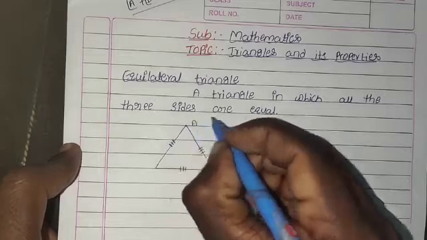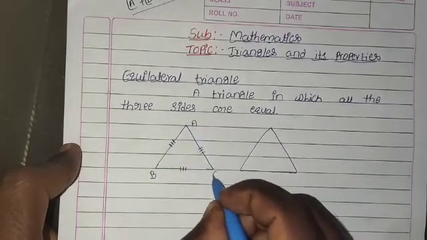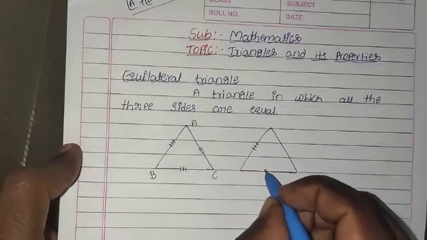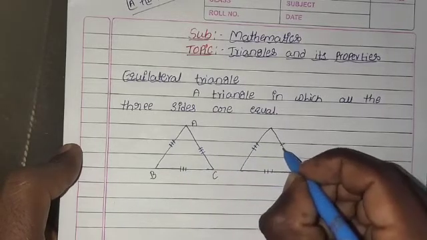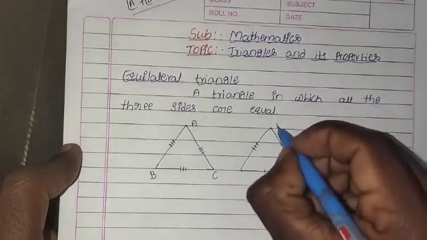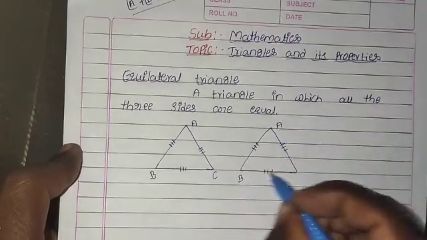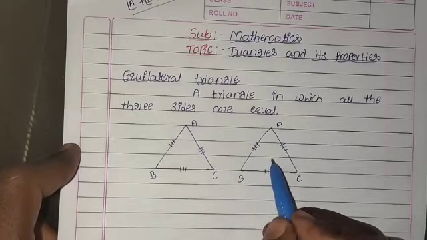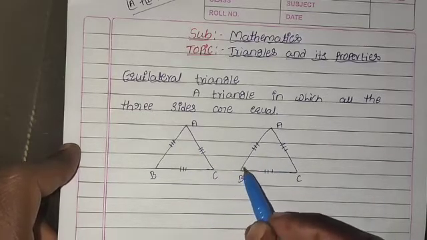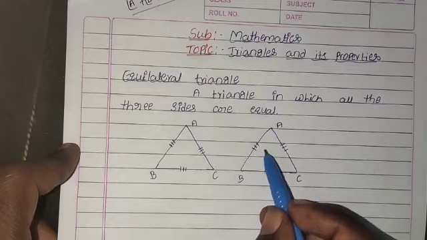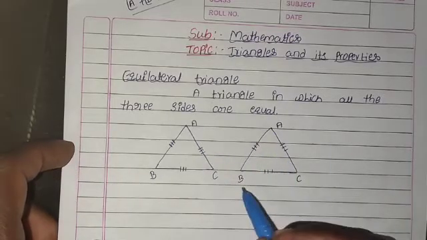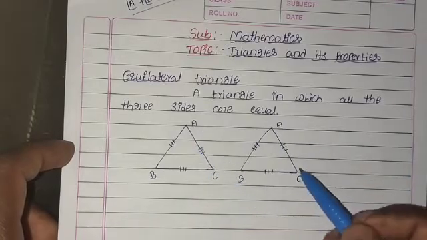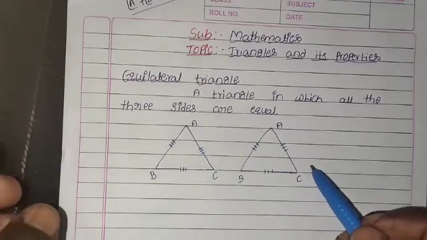This is A, B and C. This triangle is also the same, identical with this. All the three sides are equal, and we call this also ABC. These two triangles are equilateral triangles because all the three sides are equal and both the triangles are identical triangles. In this triangle AB is equal to AB, BC is equal to BC and AC is equal to AC, because these two are equilateral triangles.